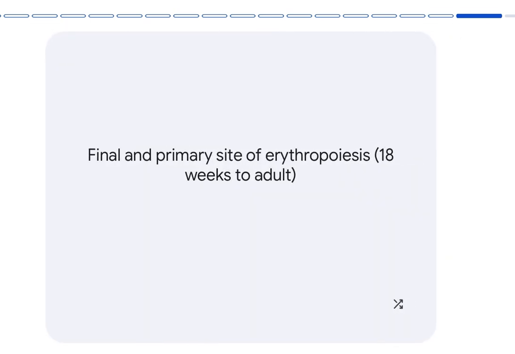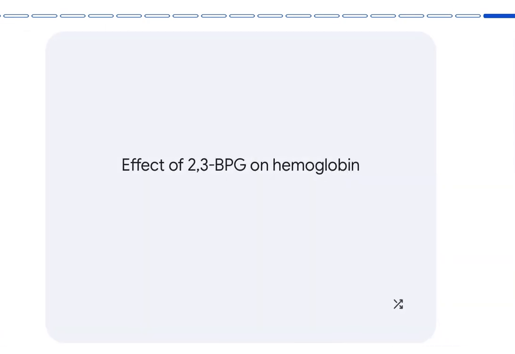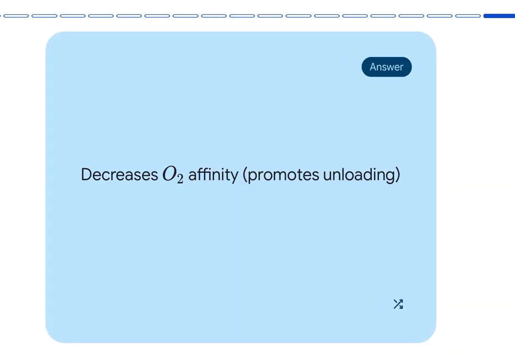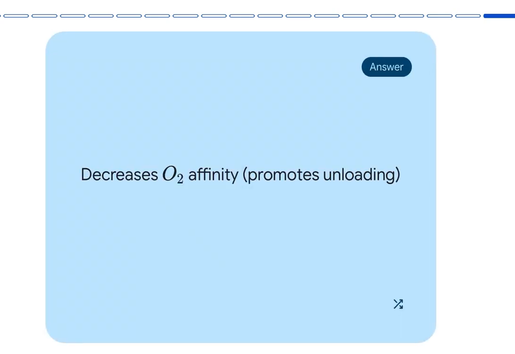Then the final and primary site of erythropoiesis from 18 weeks to adulthood is the bone marrow. Effect of 2,3 BPG on hemoglobin: it decreases oxygen affinity and promotes unloading.